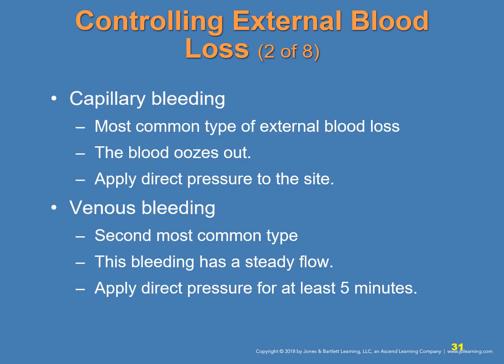Controlling external blood loss. The most common type of external blood loss is capillary bleeding. The blood oozes out. It can be controlled simply by applying direct pressure to the site. The second most common type of bleeding is venous bleeding. This type of bleeding has a steady flow. Apply direct pressure to the site for at least 5 minutes.